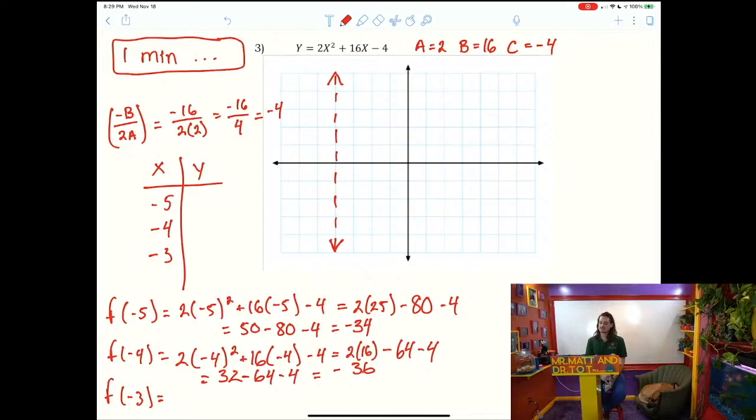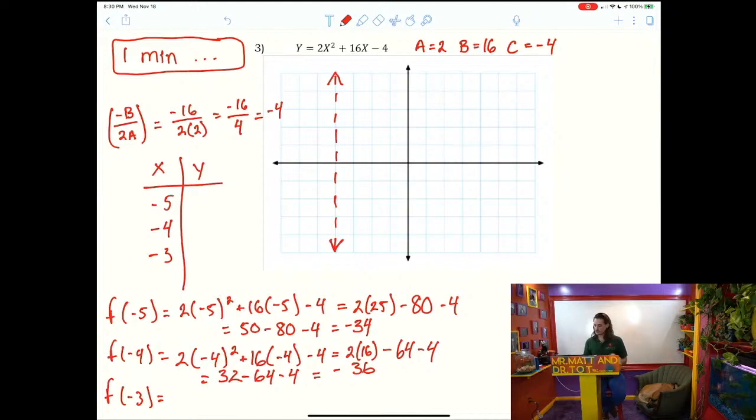So I'm going to test values: one value to the left, one value including negative 4, and one value to the right of negative 4. So I chose negative 5, negative 4, and negative 3. When we evaluate the equation at x is equal to negative 5, we get 2 times negative 5 quantity squared plus 16 times negative 5 minus 4.